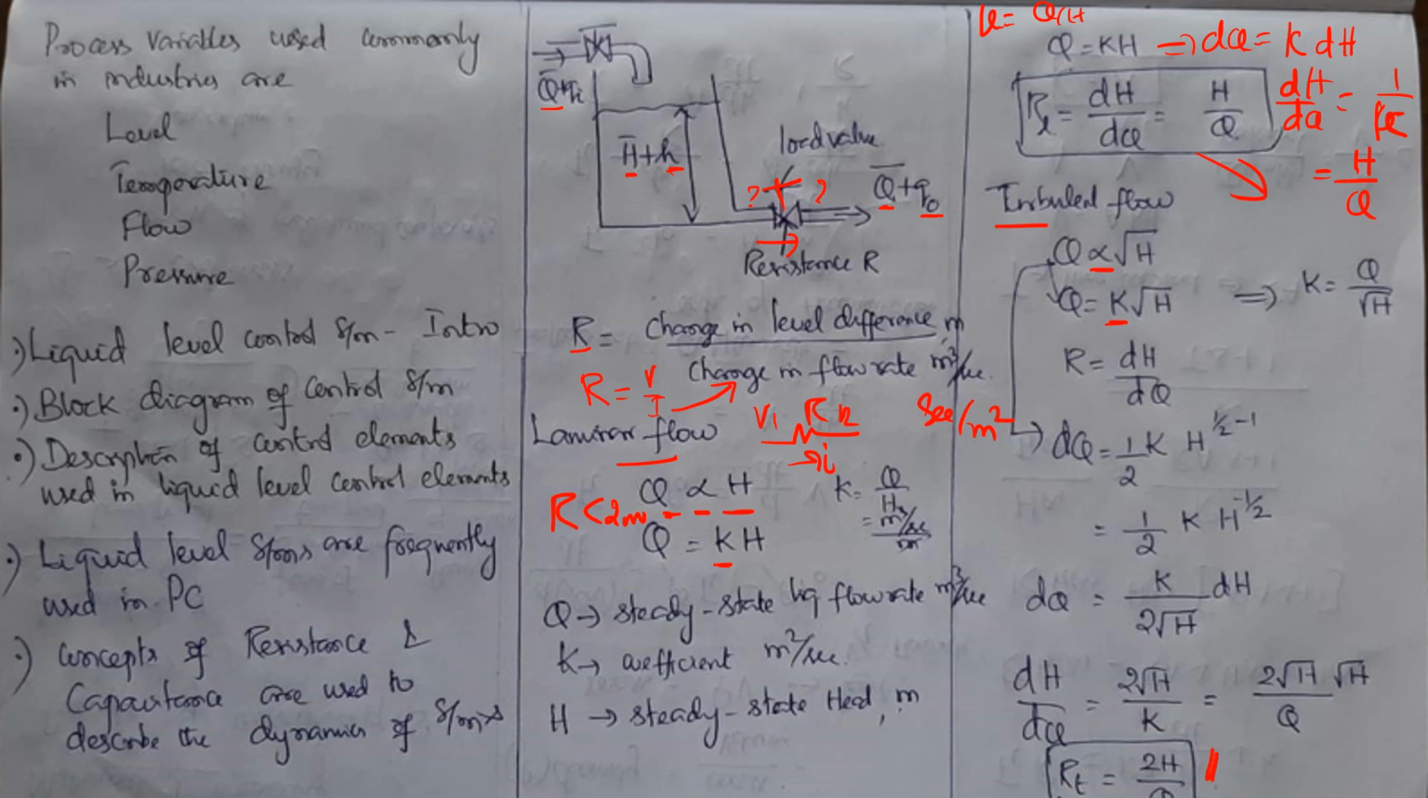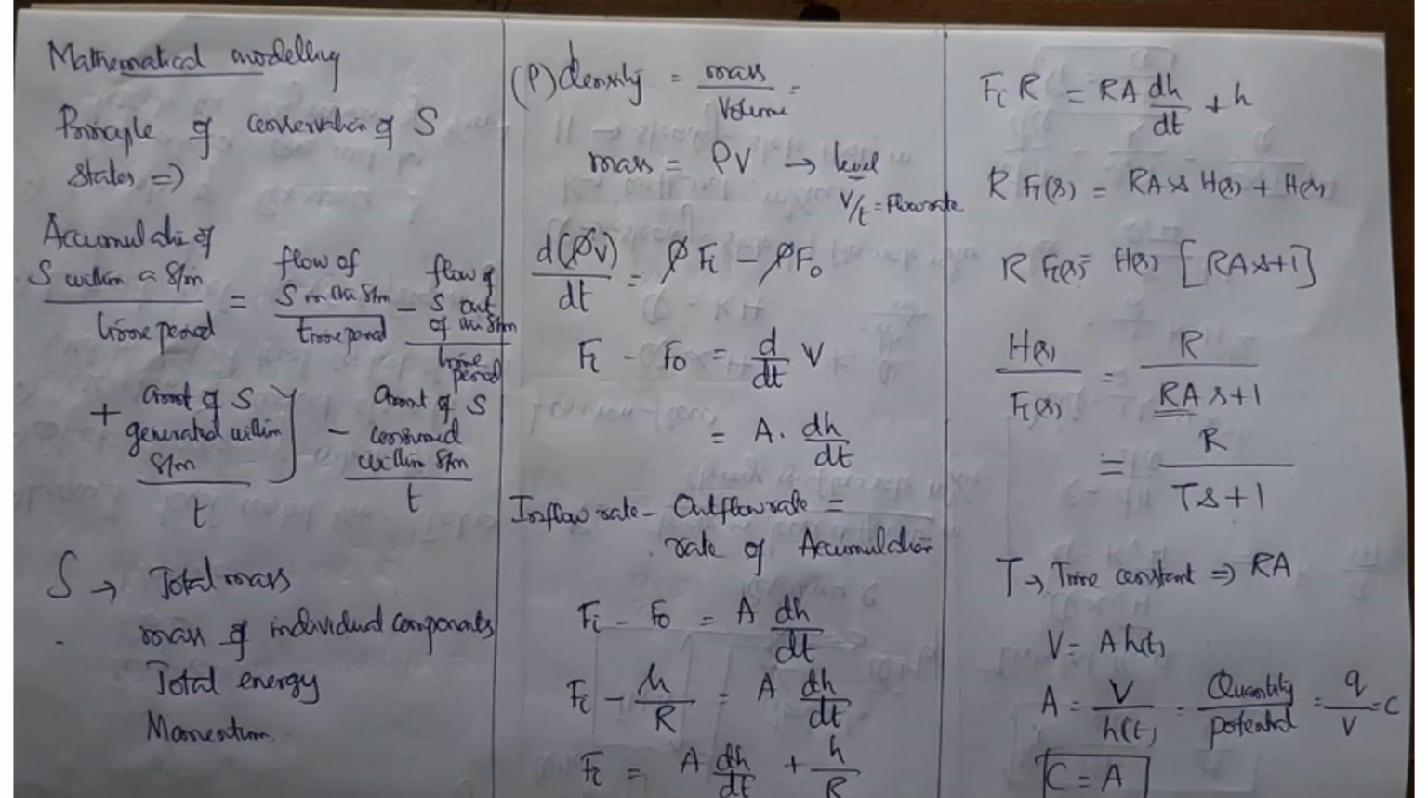So this is the laminar flow. So laminar flow resistance is h by q, and turbulent flow resistance is 2h by q. So now we have got the resistance. So with that, we'll enter into the modeling.